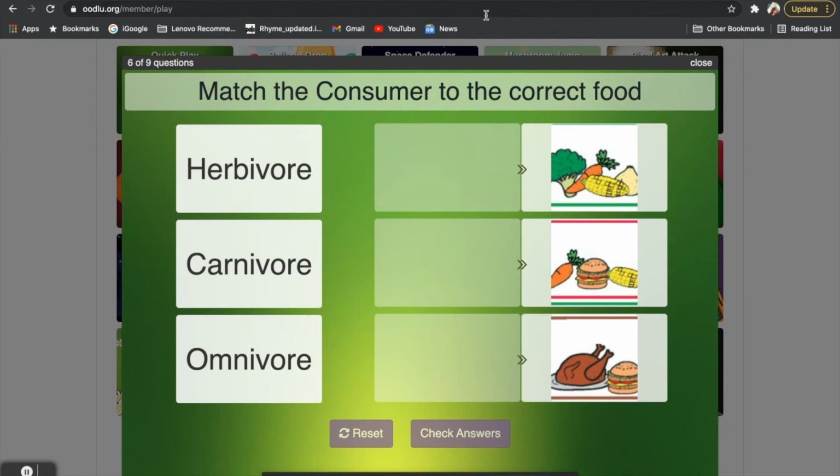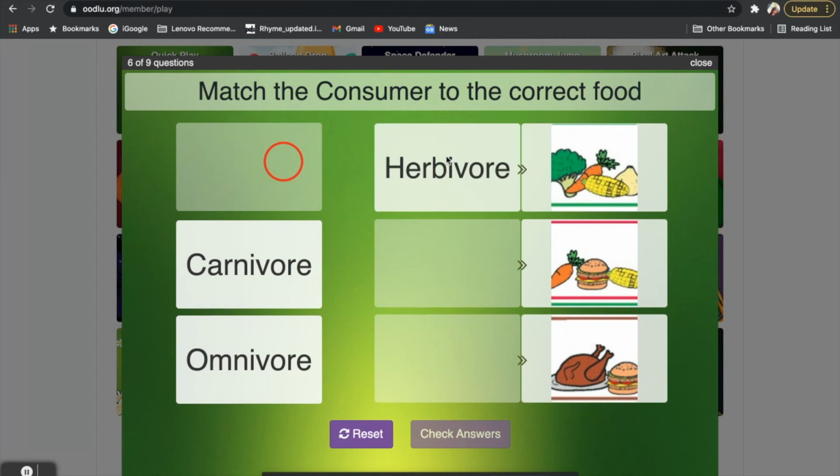Question 6 is asking us to match the consumer to the correct food. We know there are 3 different types of consumers: herbivore, carnivore, and omnivore. Let's match up the herbivore. Do we match the herbivore with the broccoli, carrots, and onion, or with the carrots, burger, and corn, or with the chicken and the burger? Share your thinking on Edpuzzle now. If you said the broccoli, carrots, corn, and onion, that is correct.